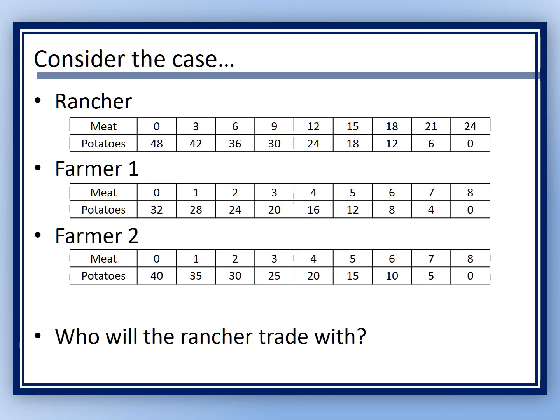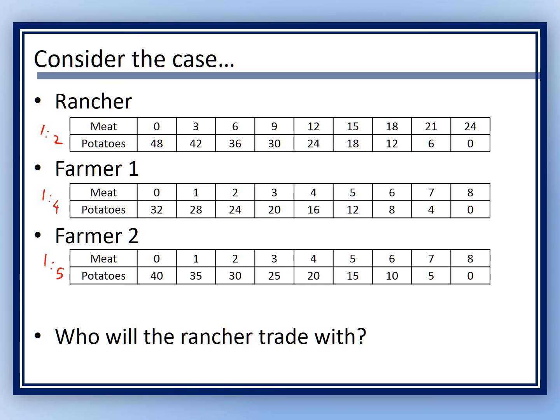Farmer two is producing so many potatoes that he can offer the rancher more potatoes for his meat. So in this situation, the rancher would trade with farmer two. It's just natural. You can trade. Now, the trade-off here, if you calculate, let's see. We mentioned before, for the rancher it is 1 meat for 2 potatoes, right? For the farmer it is 1 meat for 4 potatoes.